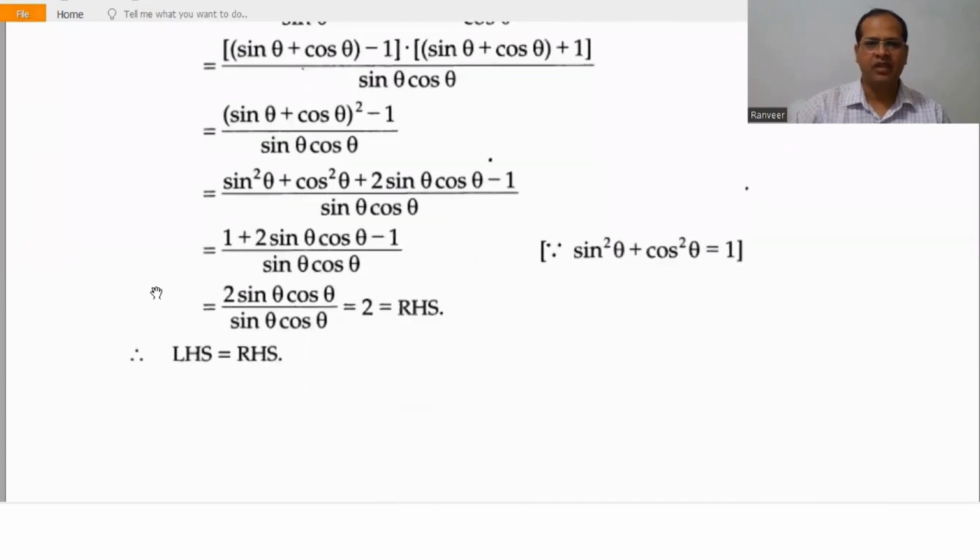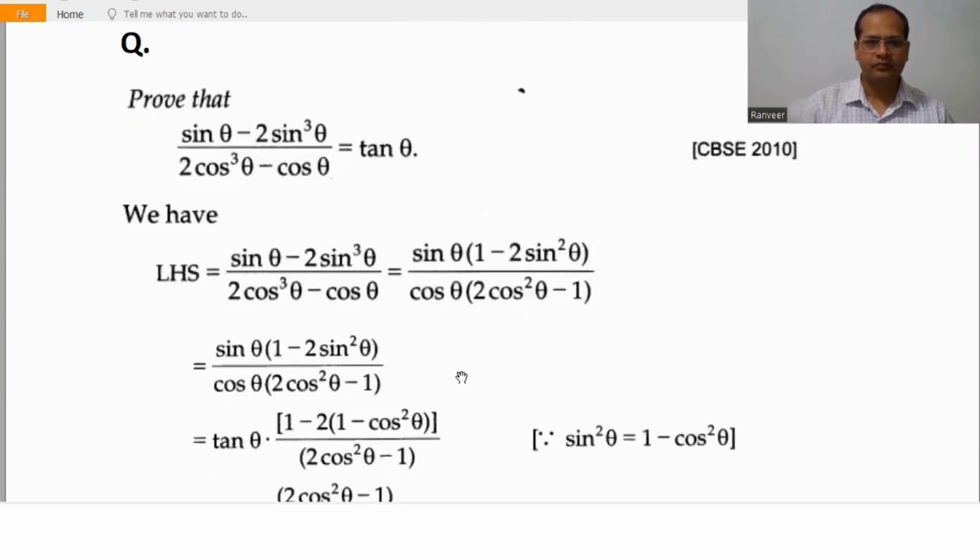So (sin²θ plus cos²θ) whole square minus 1, divided by sin²θ into cos²θ we have to write, and just we have to expand by (a plus b) whole square, a² plus b² plus 2ab minus 1. This is equal to 1. So this and this value will cancel. So this is cancelled, and 2 sin²θ cos²θ, 2 and sin²θ cos²θ in the denominator. So this value will cancel, and the remaining is 2. So in this way we can prove the value.